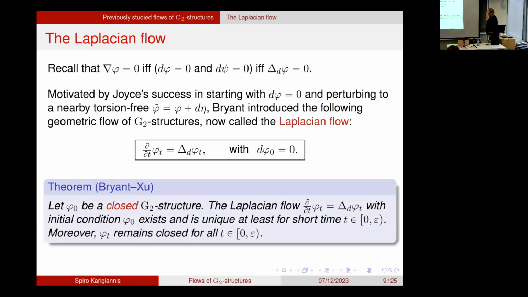So Robert and his former student Feng Xu proved the following theorem. If you start with a closed G2 structure, then this flow has short time existence and uniqueness, and it remains closed for all time. What is the Laplacian here? It's d star d plus d d star. So it's not nabla star nabla. It's the Hodge Laplacian.